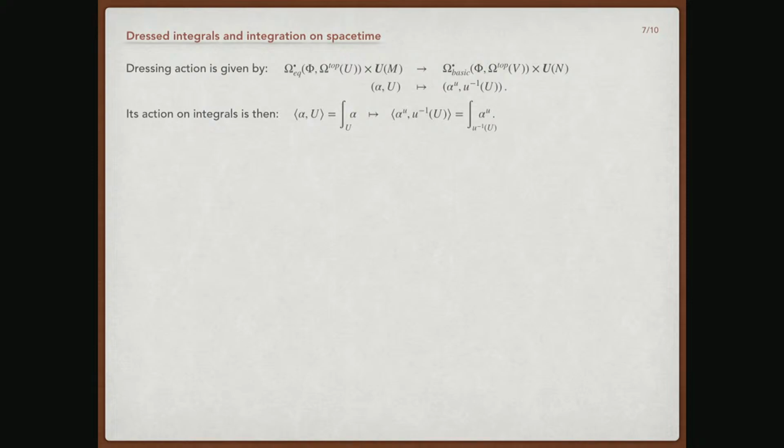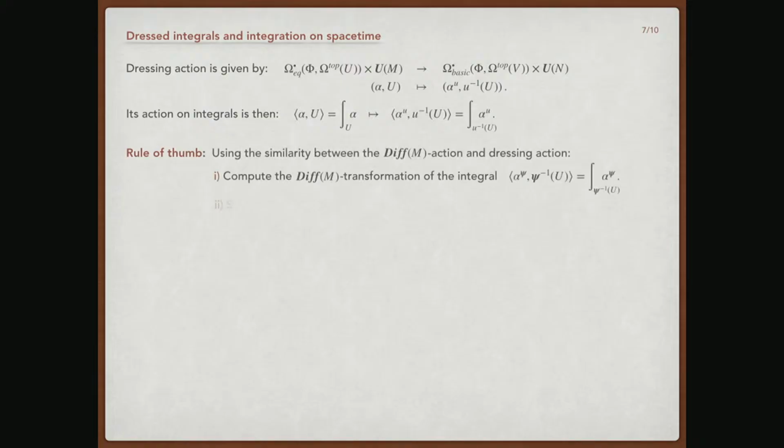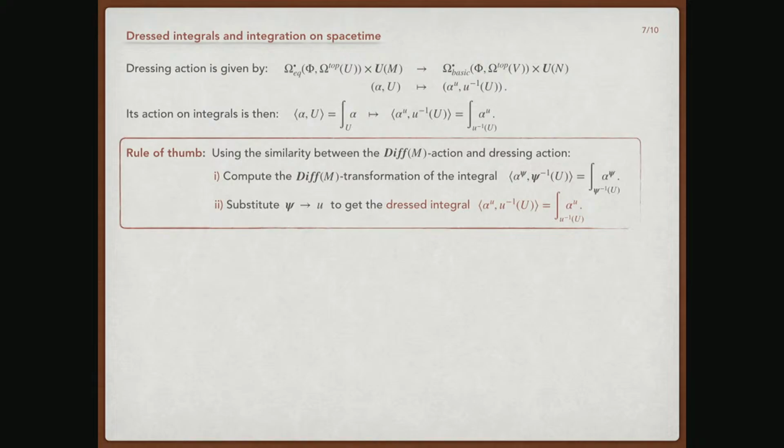Again, if you were to gauge transform that with a diffeomorphism, you would have psi here and psi here. So again, rule of thumb, I just replace the psi by a u. And what I get here is a dressed integral in which the integrand is diffeo invariant, but also the region, which we call a dressed region, is diffeo invariant. So it was just the rule of thumb that we've illustrated to get a dressed integral.